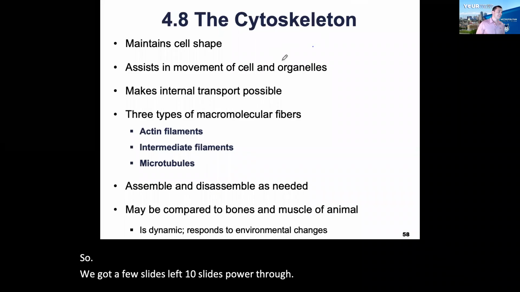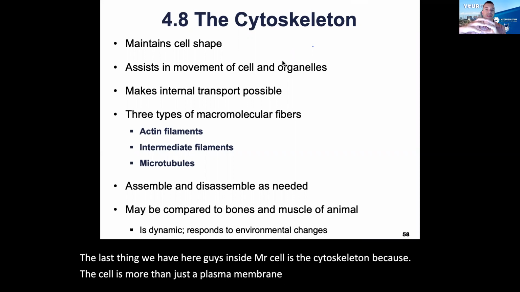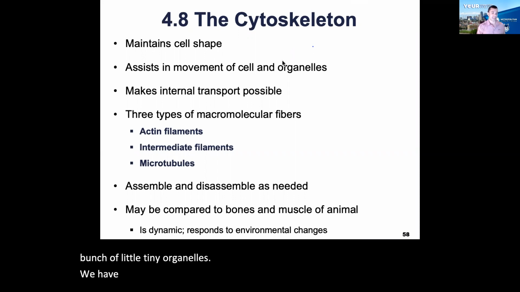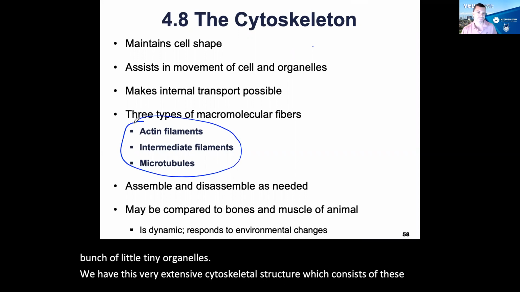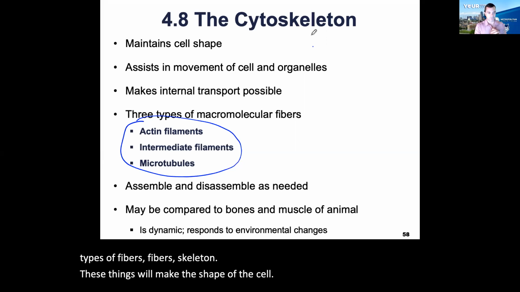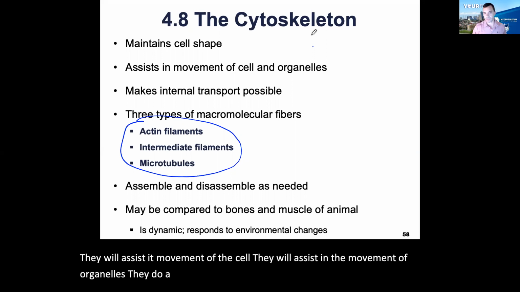Okay. The last thing we have here, guys, inside Mr. Cell is the cytoskeleton, because the cell is more than just a plasma membrane and a blob of fluid inside with a bunch of little tiny organelles. We have this very extensive cytoskeletal structure, which consists of these three types of fibers. Fibers, skeleton. These things will make the shape of the cell. They will assist in movement of the cell. They will assist in the movement of organelles. They do a lot of fantastic work.